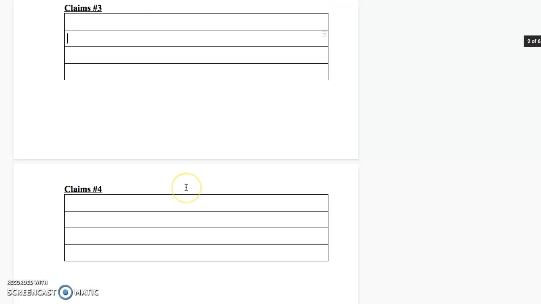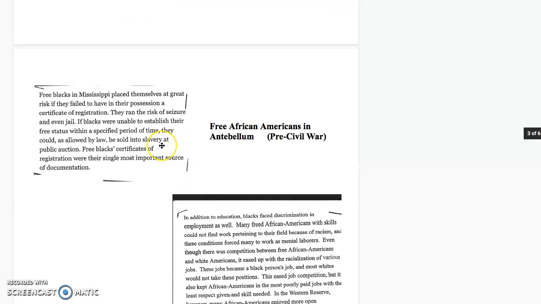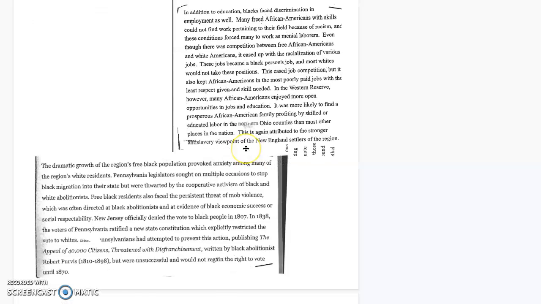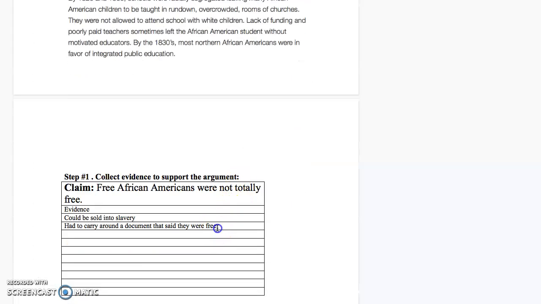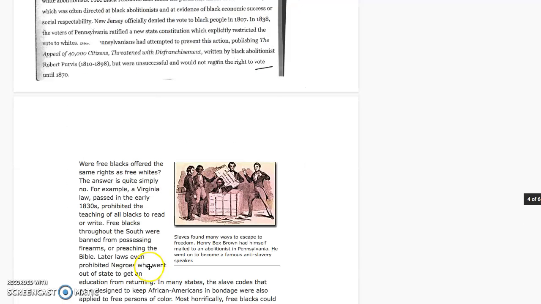Okay, so I've given you snippets about what life was like for free African Americans. There's about 6 snippets. And then I've given you a claim. We're only going to do step 1 today. My claim is free African Americans were not totally free. And so you need to collect 10 pieces of evidence to support this claim that they weren't really free. So we're going to do the first one together.